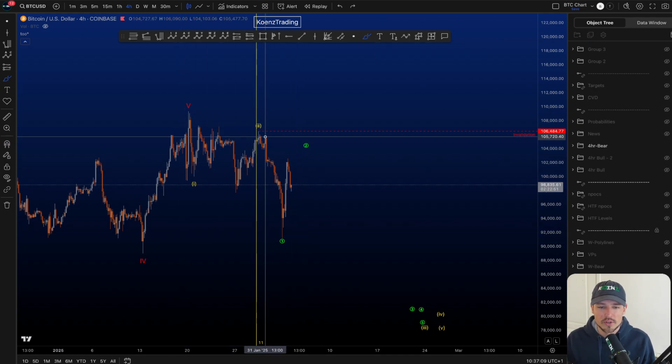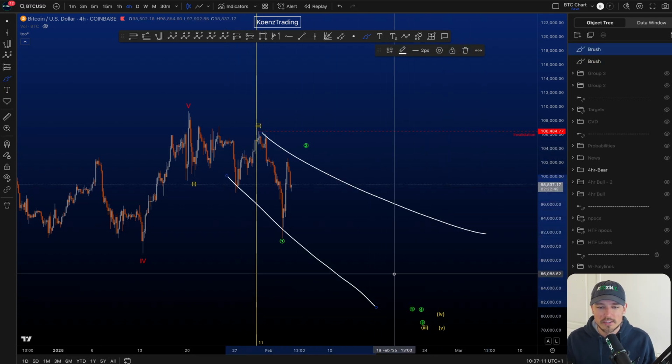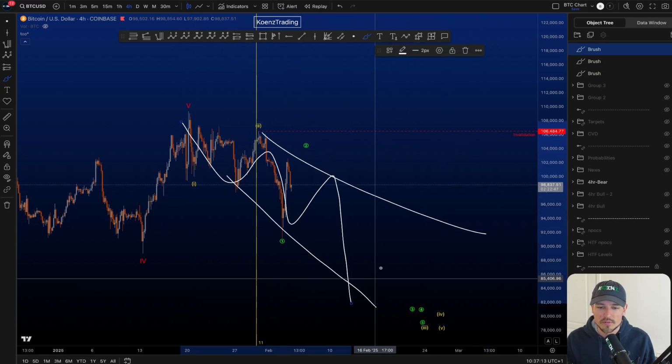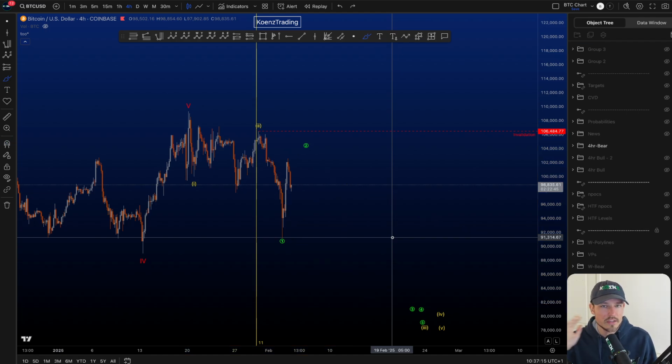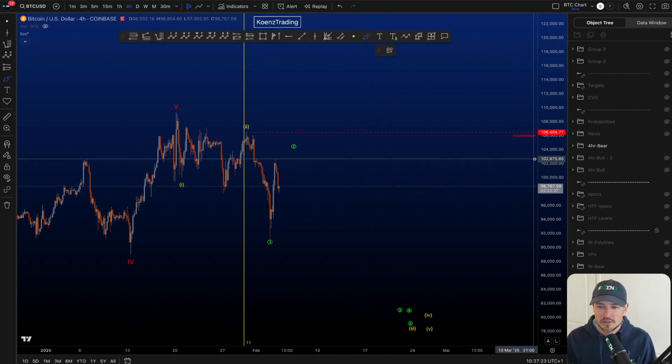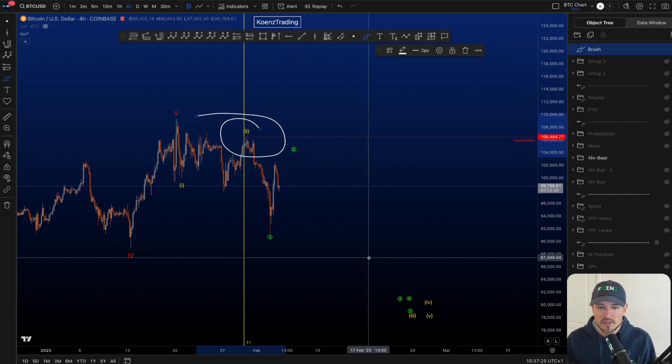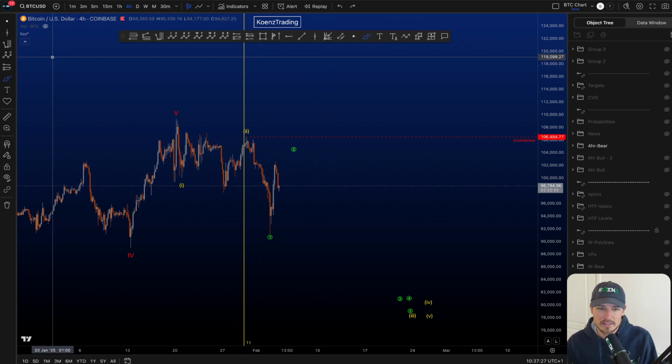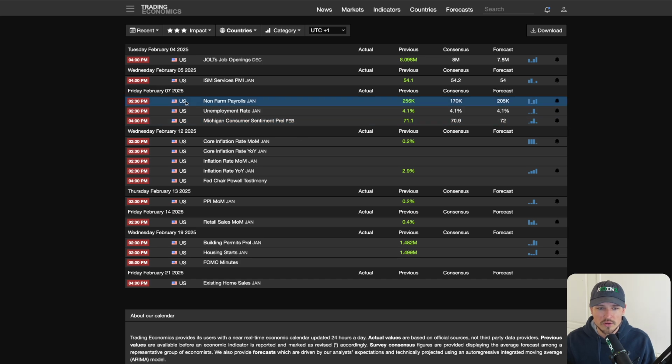Other than a multi 1-2, there is still alternatively an expanding diagonal, 1, 2, 3, 4, 5, but expanding diagonals are incredibly rare, never preferred, unless basically everything else fails, which is not yet the case, right? Now, the invalidation for this scenario is price taking out this high at 106.4K.